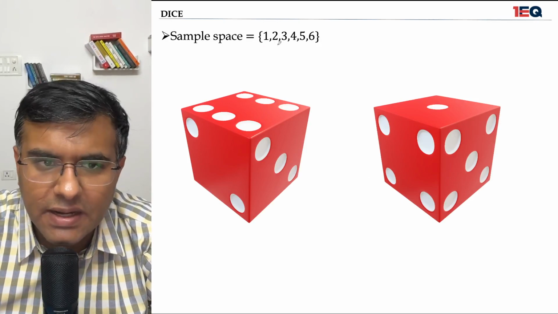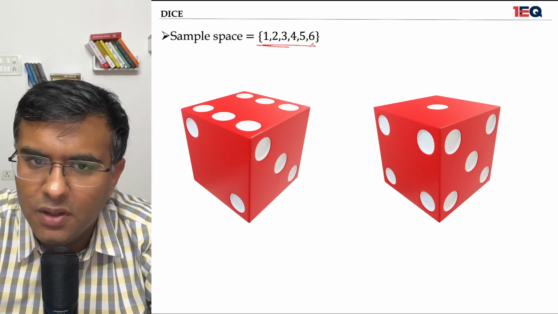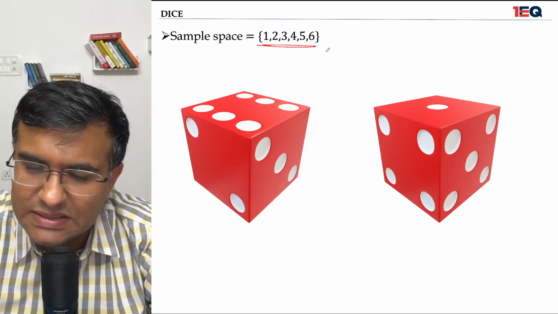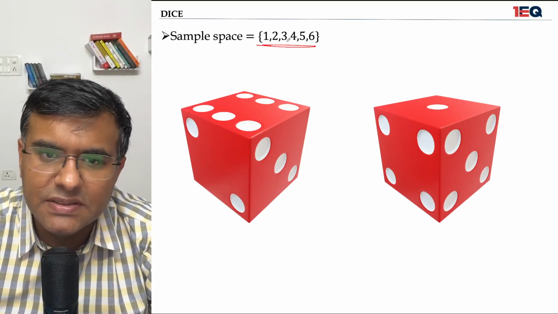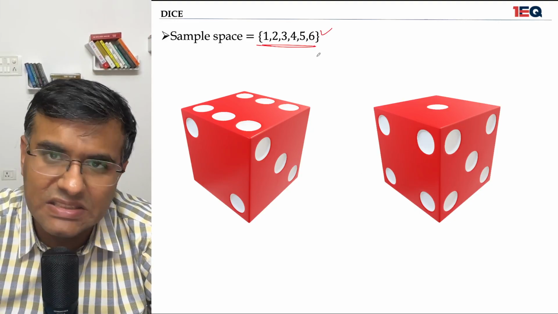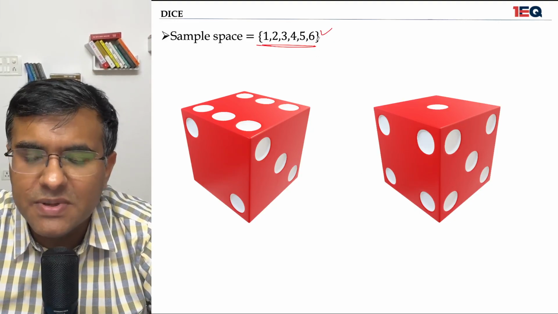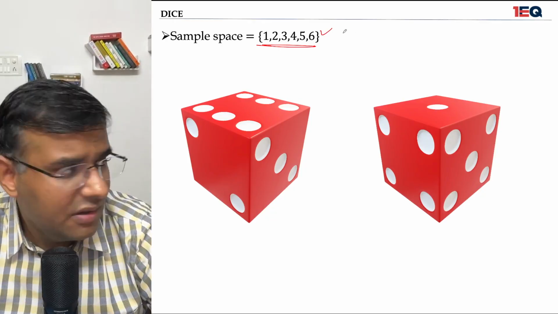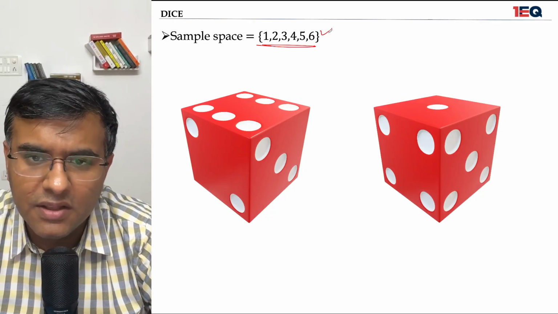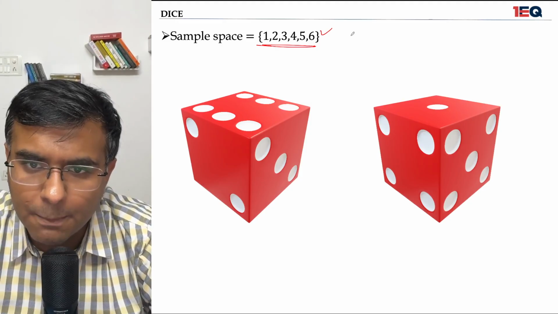Now we are sitting at dice. In a die, the sample space is 1, 2, 3, 4, 5, 6, because they are nothing but all the faces of the die.